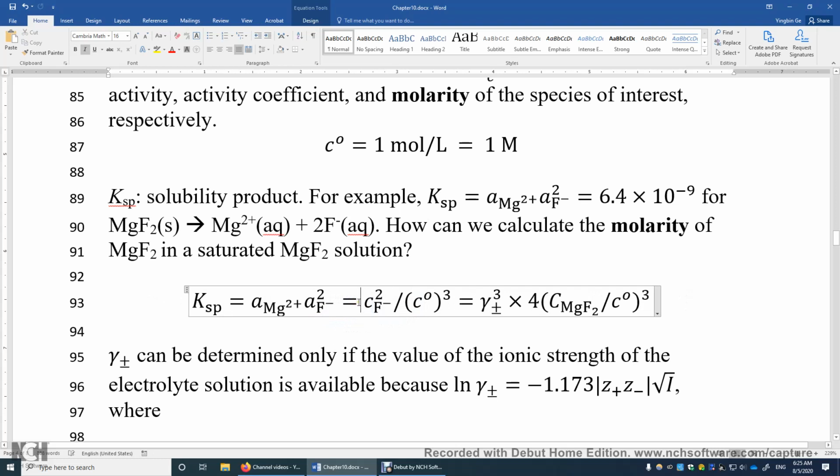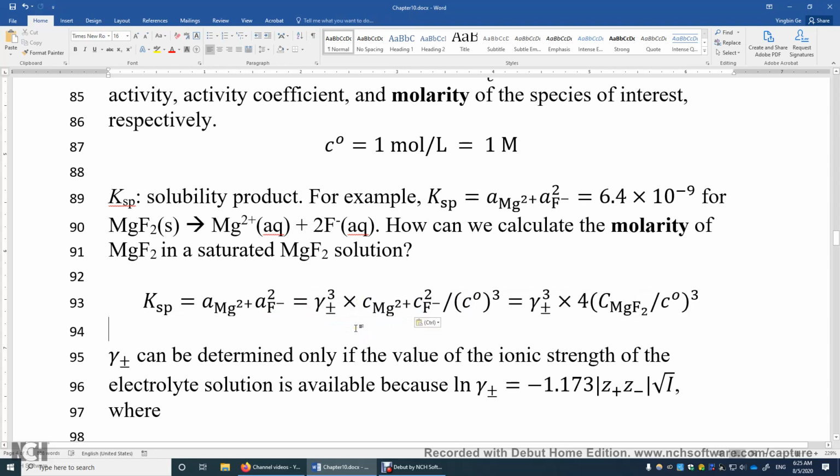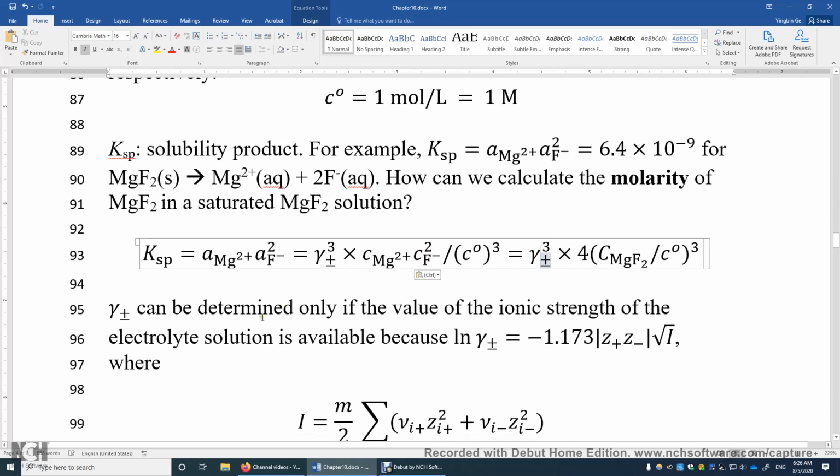How do we compute the actual saturated concentration of magnesium fluoride? We need to compute this gamma plus minus, and then we plug it in, and then we get C. So it sounds simple, but it's more complicated. We're going to have to do some iterations. I'll show you why. First, this gamma plus minus is the geometric mean of the activity coefficients, to the power of 3 because we have 3 ions, 1 magnesium 2 plus and 2 fluoride minus.